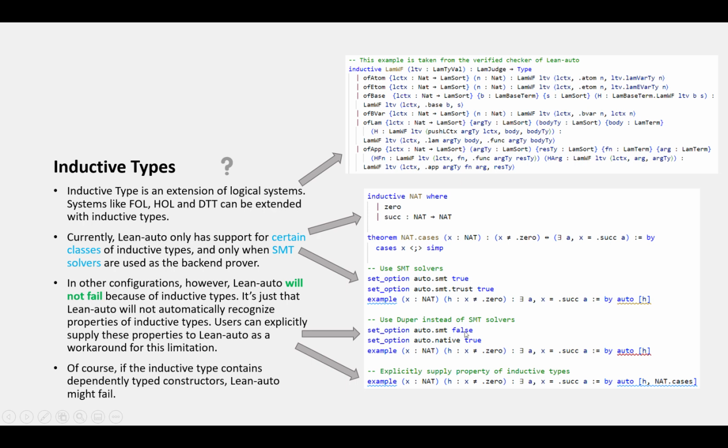However, if we turn off the SMT solver and use Duper instead, Lean-auto cannot solve this problem. However, this does not mean that Lean-auto fails because of inductive types. It's just that Lean-auto will not automatically recognize properties of inductive types, and users can explicitly supply these properties to Lean-auto as a workaround for this limitation. So for example, if you supply the property of this inductive type, which is expressed by Nat.cases, then Lean-auto is able to solve the problem.